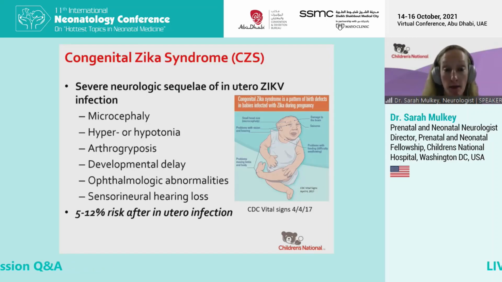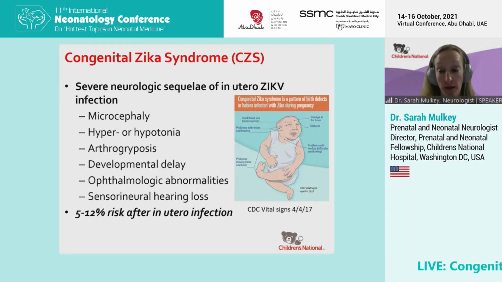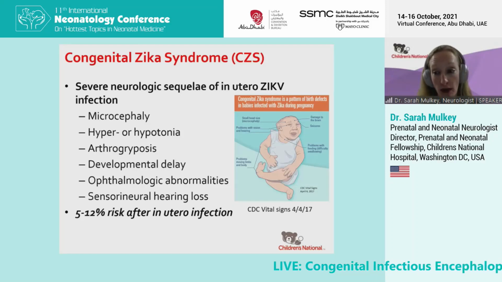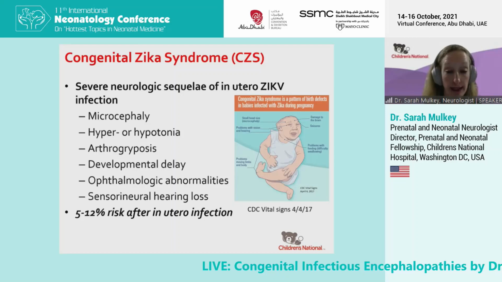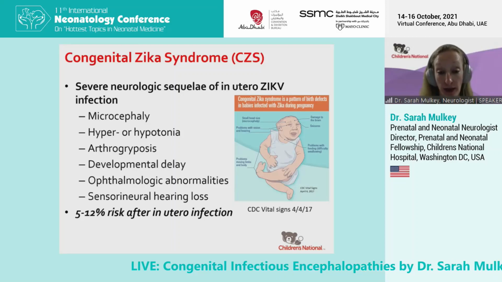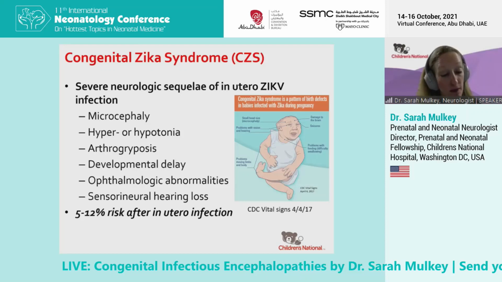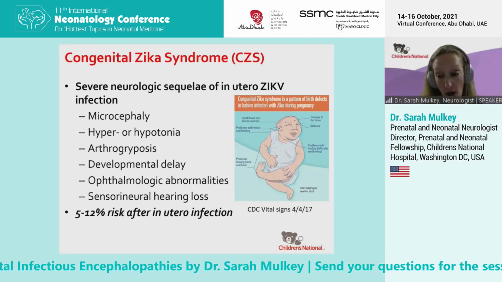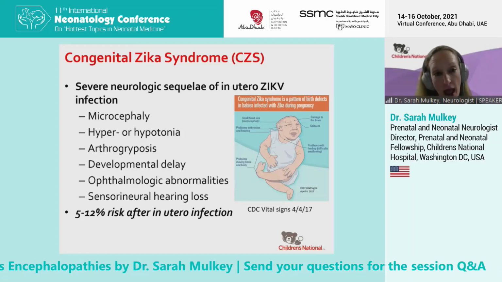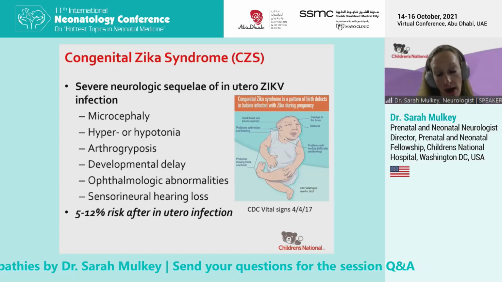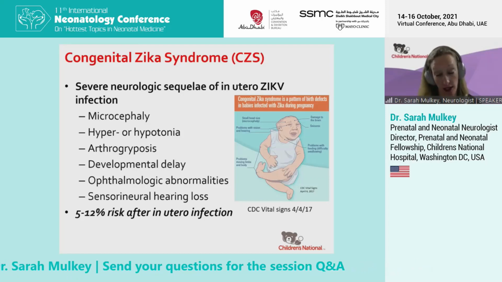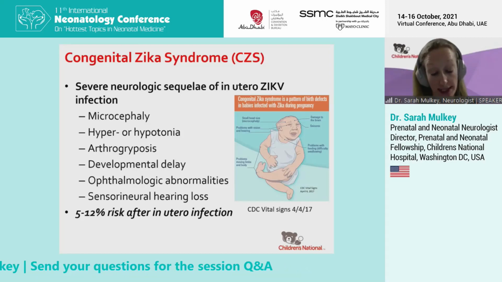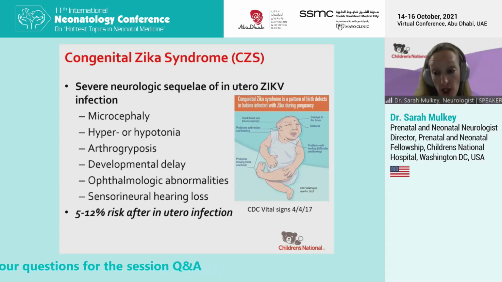What we see is children, of course, with microcephaly because of very severe disruption to brain growth after the infection, hyper or hypotonia, arthrogryposis, developmental delays, ophthalmologic abnormalities, and sensorineural hearing loss. And it's about a 5 to 12% risk after in utero infection. So there's a very high risk for these very severe manifestations. But the other children that are exposed seem to do pretty well.